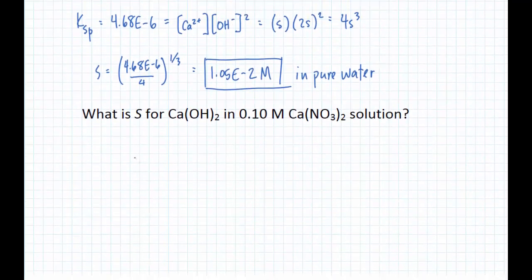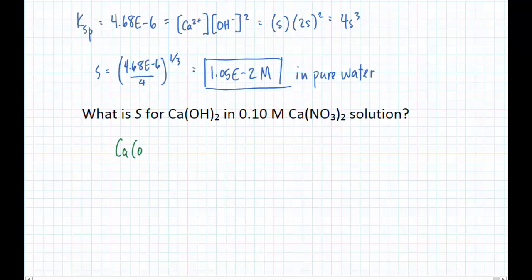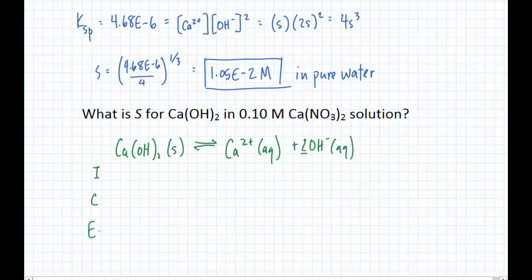Now go down here, write that same equilibrium. Calcium 2 plus, 2 OH minus. The difference here is that we want that calcium hydroxide to be in a 0.10 molar calcium nitrate solution. And that's going to affect our ice table. It's going to affect the values in our ice table. So, anybody have any ideas where this 0.10 molar is going to show up? Yeah, that is initial for calcium concentrations.